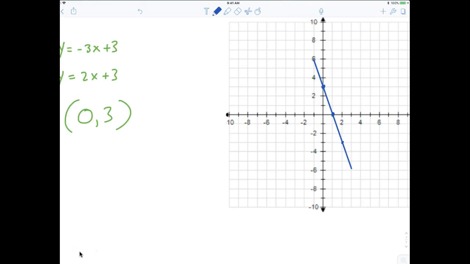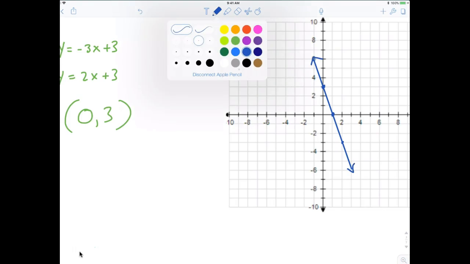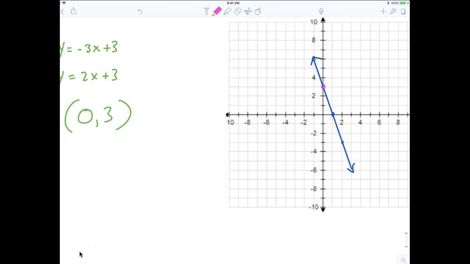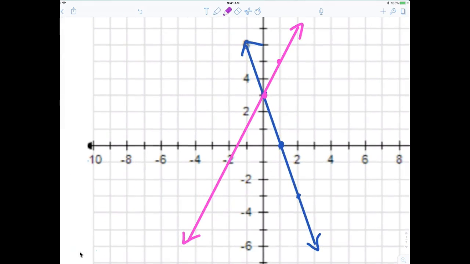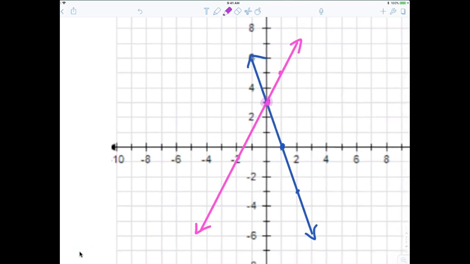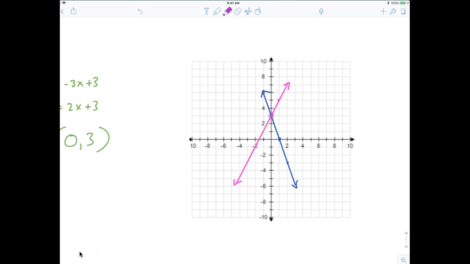And then let's graph that line. And then the other one, we have to go what? Up 3. Up 2 over 1. And so now it's clear to see that they cross at what? 0, 3. Yes, sir. Any time that they have the same y-intercept, that's usually the main answer. That has to be the answer. All right.